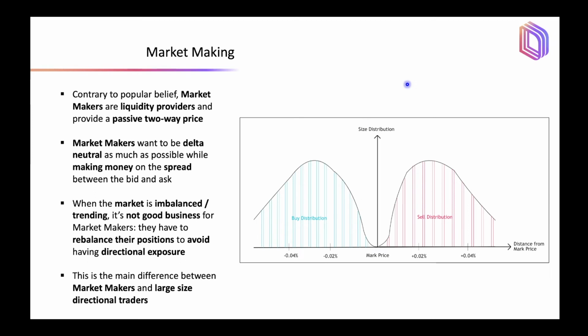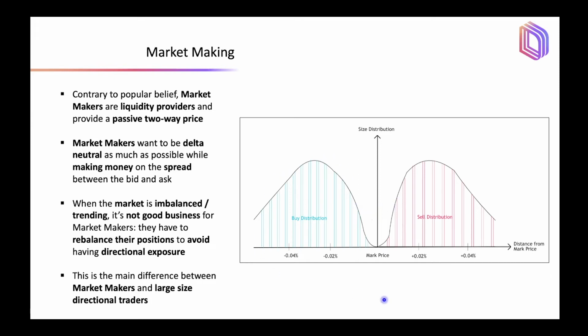Market making. Market making is something that is completely misunderstood on social media because most people think that market makers move markets, which is actually not their business, but they do the opposite. Contrary to popular belief, market makers are liquidity providers, and they provide a passive two-way price. And so market makers want to be as delta neutral as they can, which means they don't want directional exposure to the market, and they make money on the spread between the bid and the ask.